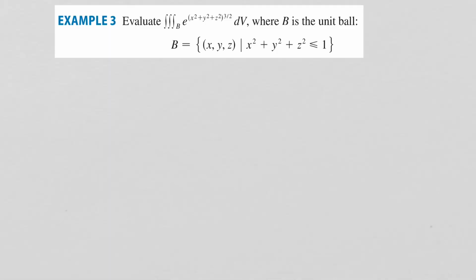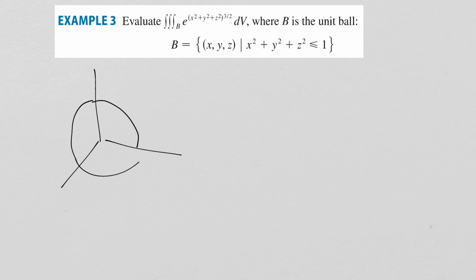Here we want to evaluate the triple integral of the function e to the power x squared plus y squared plus z squared to the power 3 halves dV, where B, the domain, is the unit ball. Let's remember that the unit ball is basically just a sphere of radius 1 unit. So it looks something like this. We know that this can be described by the equation rho equals 1. If we're looking at all of the points inside of this ball, then we would say rho is between 0 and 1.